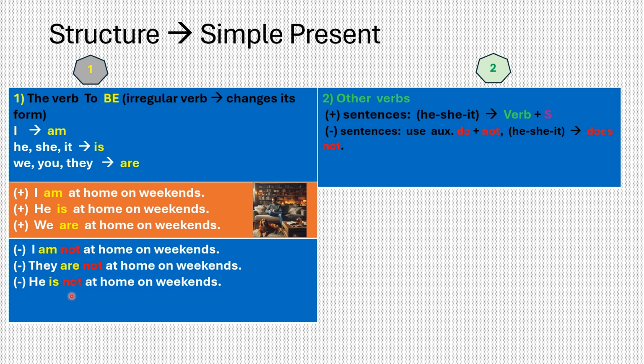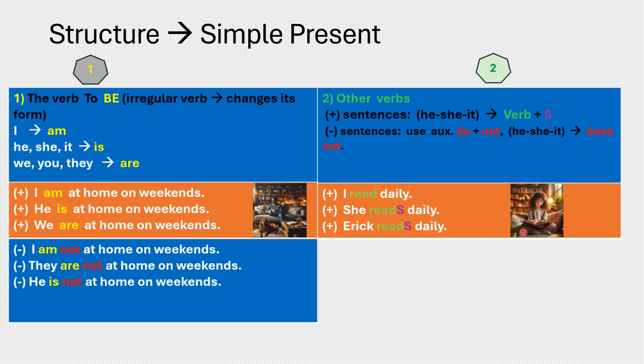Other verbs. When we use other verbs for affirmative statements, we add the verb plus s for he, she, or it. In the case of negative sentences, we use does not for the pronouns he, she, it. Here we have some examples. I read daily. She reads daily. Eric reads daily.